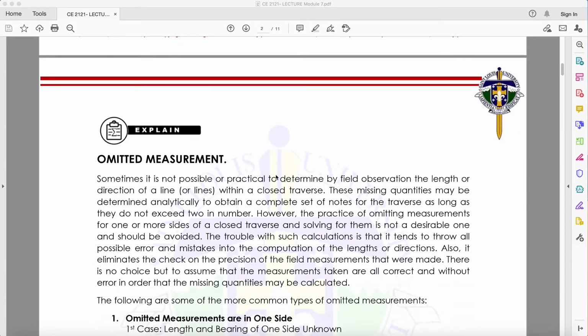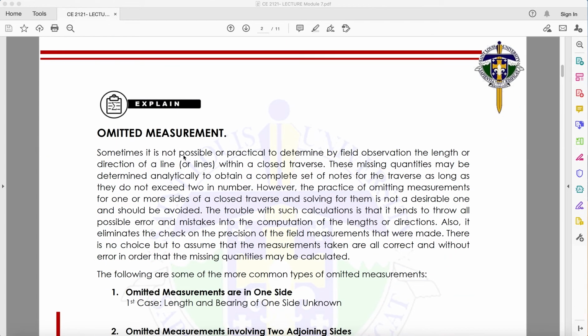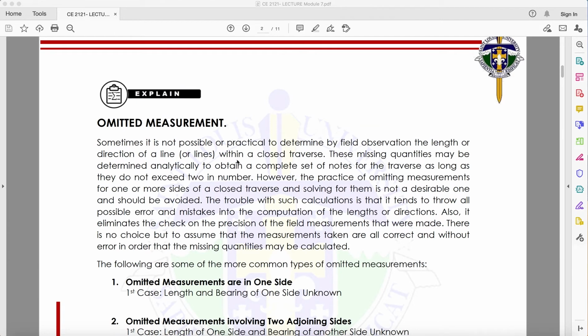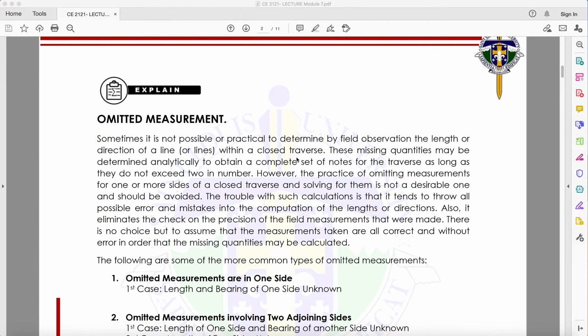Omitted measurement. Sometimes it is not possible or practical to determine by field observation the length and direction of a line within a closed traverse. These missing quantities may be determined analytically to obtain a complete set of nodes for the traverse as long as they do not exceed 2 in number. However, the practice of omitting measurements for one or more sides of a closed traverse and solving for them is not a desirable one and should be avoided.